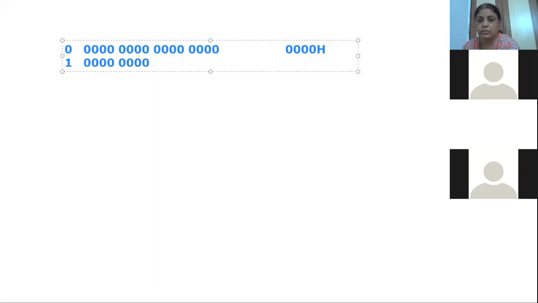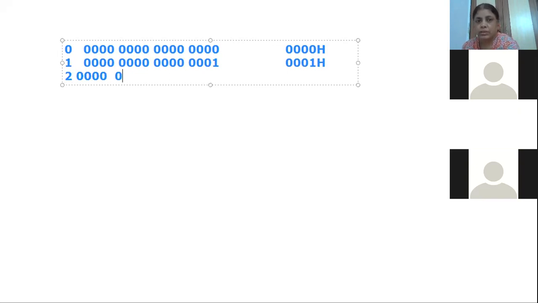Same way, if I want to write 1 over here, how will it come in binary? 0 0 0 0 0 0 0 and 0 0 1, right? And how to write it in hexadecimal? In hexadecimal, this will be 0 0 0 1 H. See, H is the unit to represent hexadecimal. Same way, if I want to write 2 here, 0 0 0 0 0 0 0 0, this will be the language of the microprocessor. Okay, तो हम इसको हमारी लैंग्वेज, हेक्साडेसिमल में, how will I write 0 0 2 H.